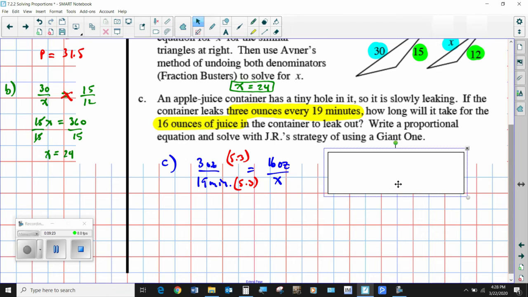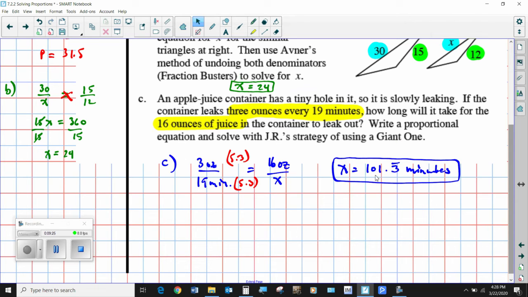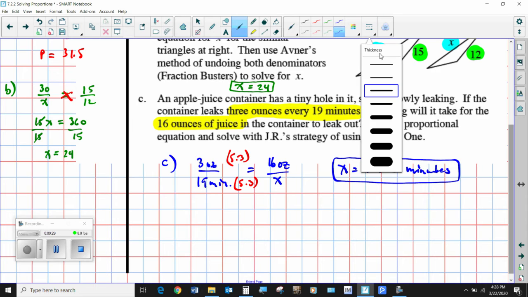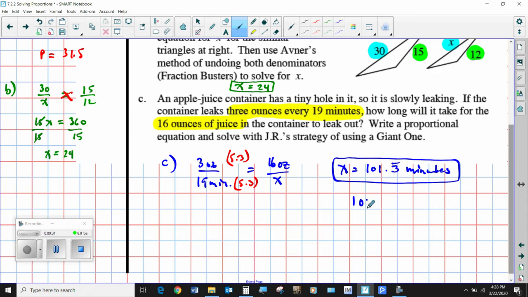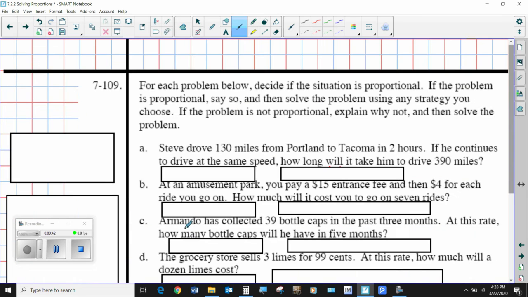So that literally means that it took 101.3 repeated minutes, which is the same as 101 and 1/3 minutes, and 1/3 of a minute is 20 seconds. So you could have said 101 minutes and 20 seconds. Any of those answers would have been fine.